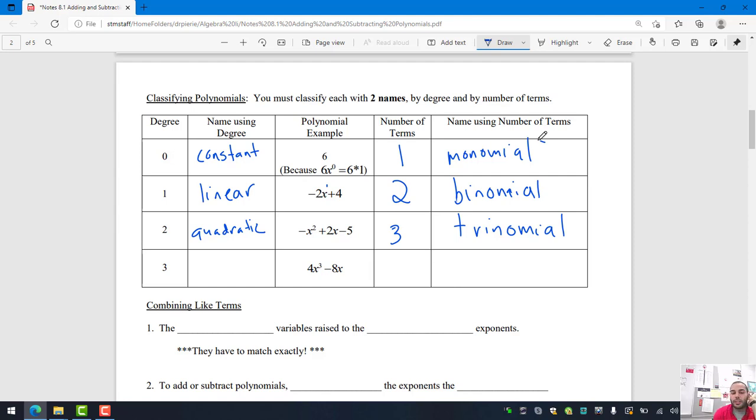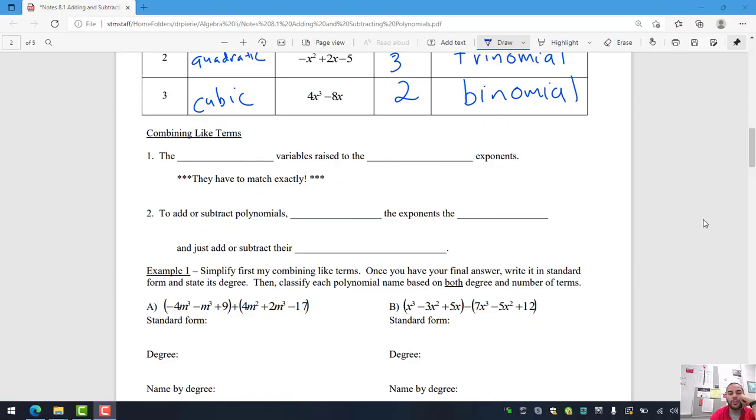And the last one you might see, we got the example of 4x cubed minus 8x. So first, by degree, the highest exponent we see is 3. If the highest exponent you see is 3, it is called a cubic equation. But this only has 2 terms, 1, 2. If it's a 2-term polynomial, it's more specifically called a binomial.